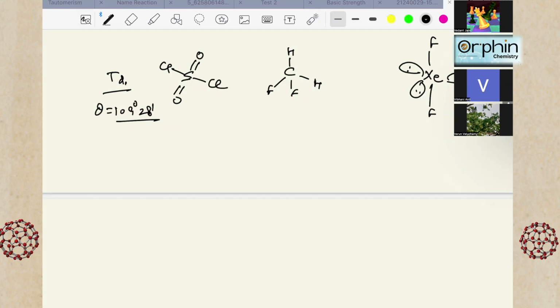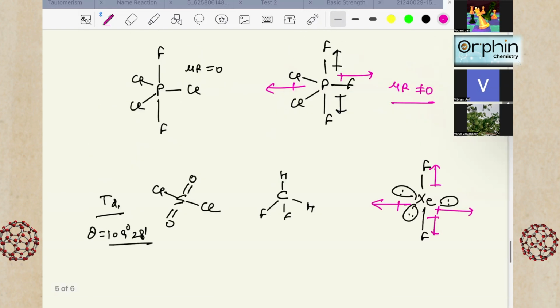In the trigonal bipyramidal geometry, more electronegative will be on the axial, less electronegative will be on the equatorial, right? And now we can see all the dipoles are equal and opposite, so it will be cancelling, and the lone pairs will be cancelling each other, right? So this will be non-polar.